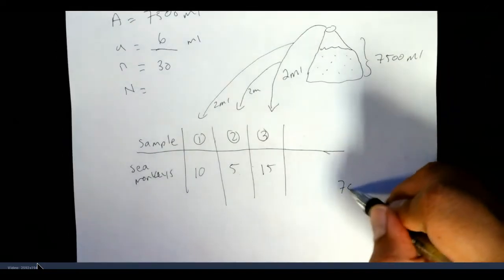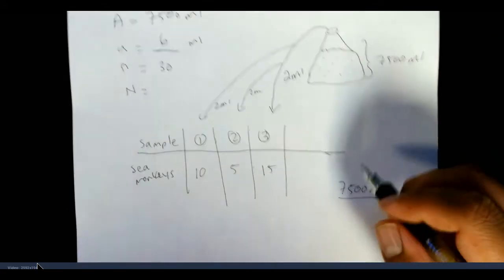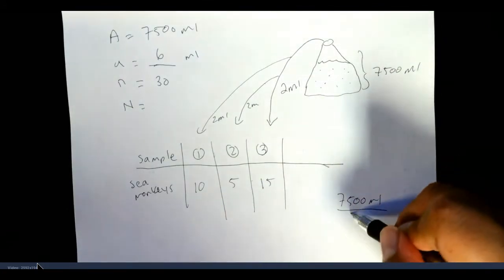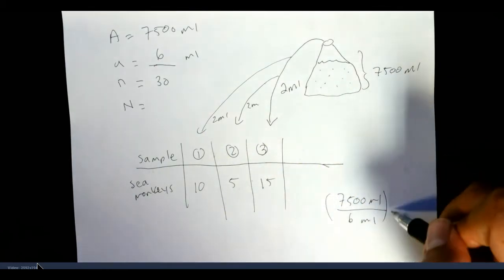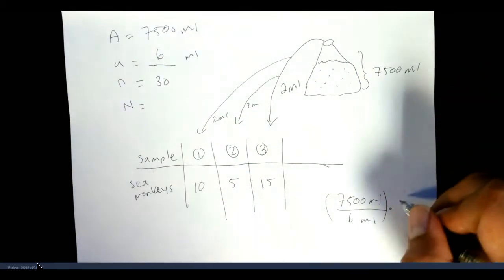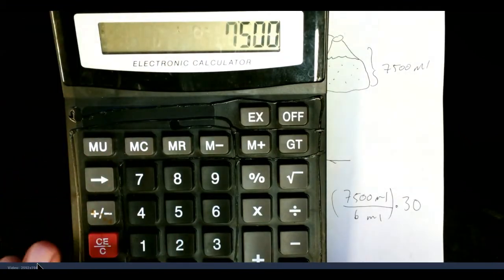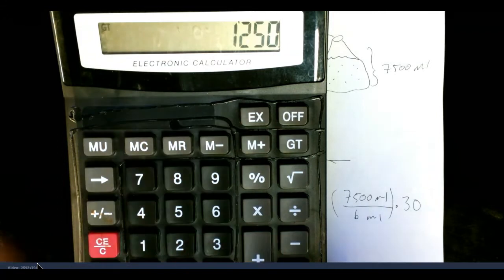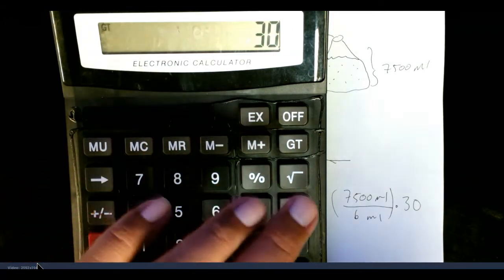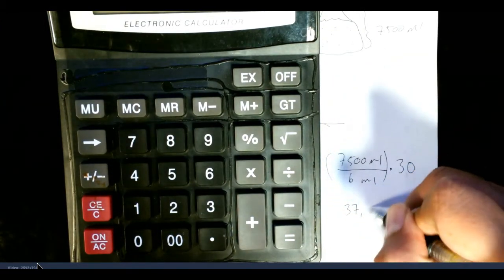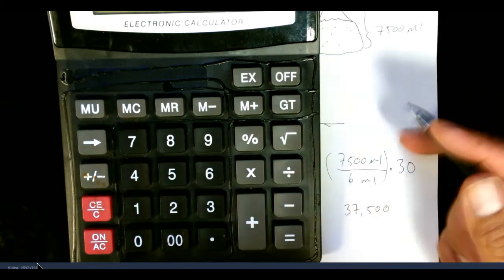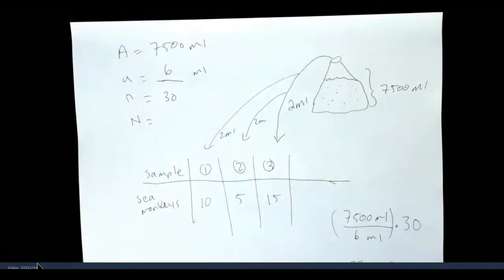Now run your equation. So in this case, big A is 7,500 mLs. All right, how many mLs did your team sample? Well, you sampled 6 mLs. Remember, 2 mLs here, 2 mLs here, 2 mLs there. Times, how many did you find in the 6 mLs? 30. Bringing in the handy calculator, let it do the rest of the work. 7,500 divided by 6 mLs times 30. And it says that there are probably 37,500 sea monkeys in the 7,500 mLs.